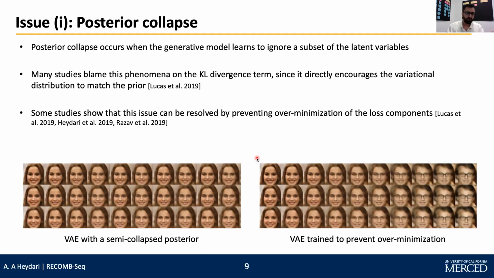So the work that we did, and some other folks in the field have done, is to show that if we avoid this over-minimization of individual loss components, we might be able to alleviate this posterior collapse. This is using our algorithm that we have called SoftAdapt. If we do that, we can actually avoid this from happening. So that's our first approach to avoid the first issue with VAEs.